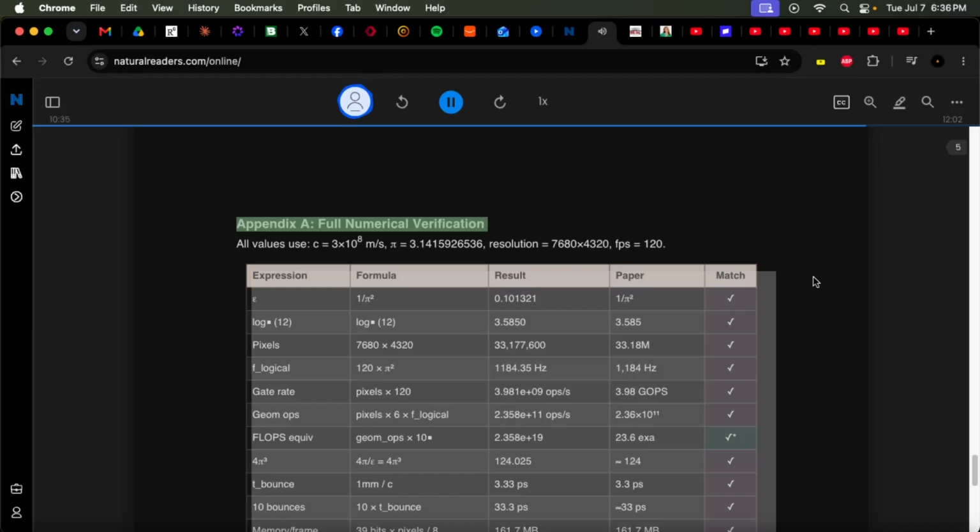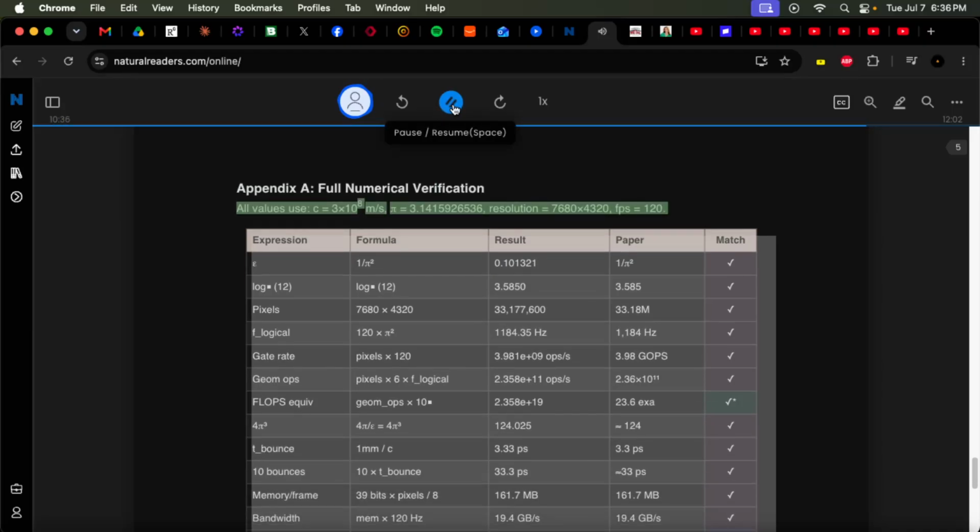Appendix A, full numerical verification. All values use c equals 3 times 10^8 meters per second, pi equals 3.141592656, resolution equals 7680 times 4320, FPS equals 120.